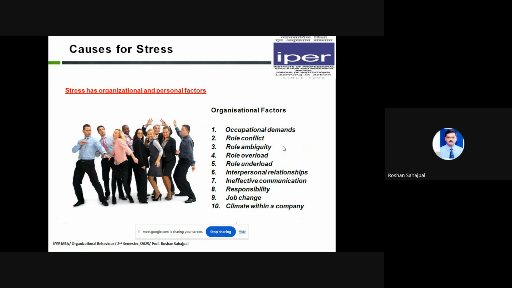Suppose there's a conflict because of role ambiguity. Employees do not have a clear-cut idea about what their role in the organization is. It is ambiguous. So it leads to role conflict, and that also is a stressful condition.